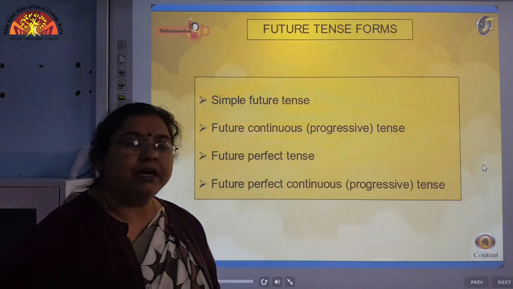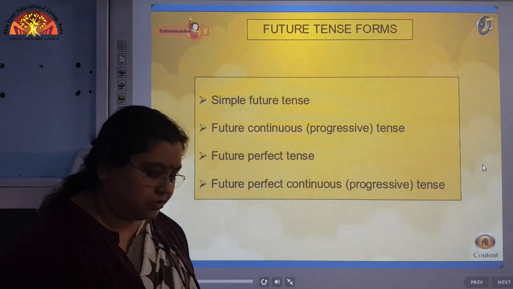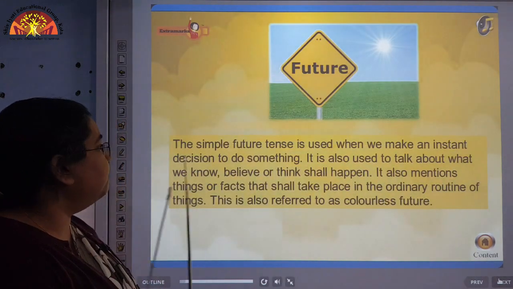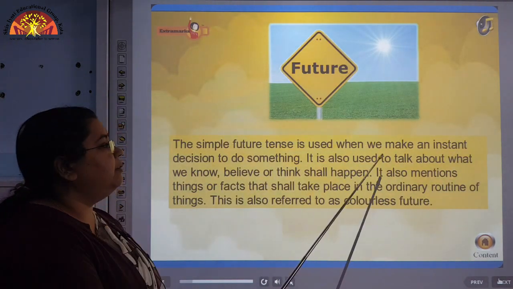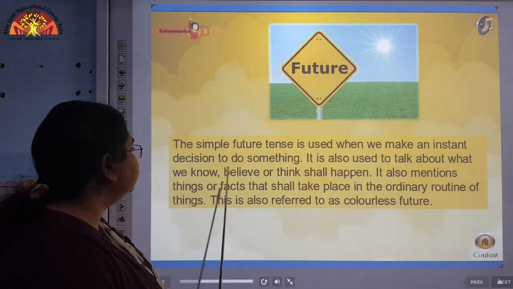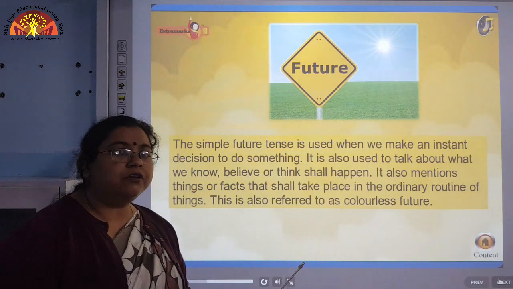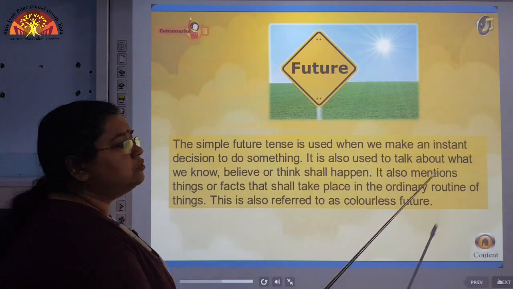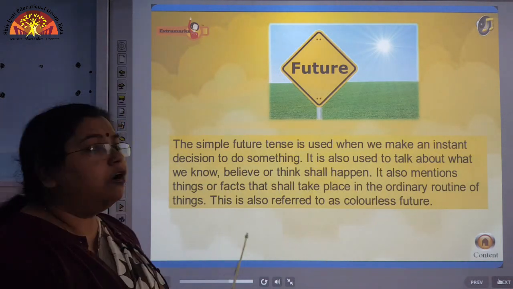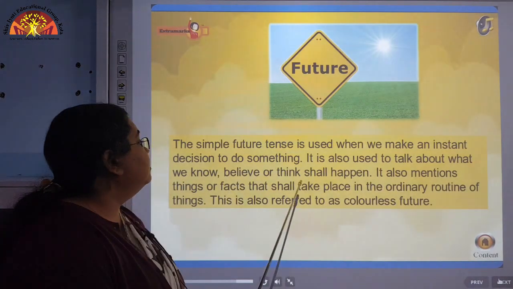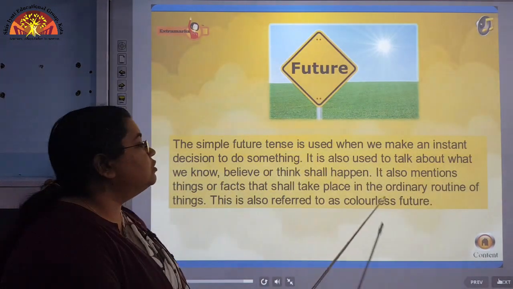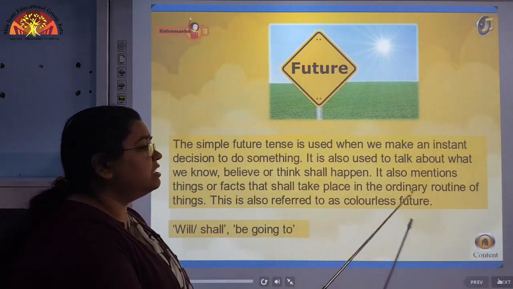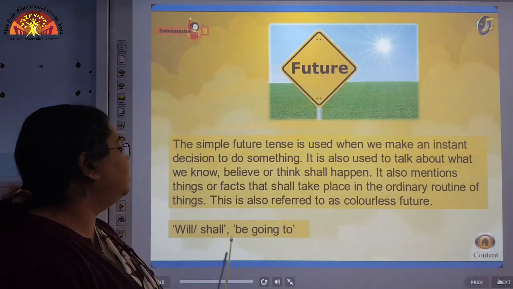So, we will take up the simple future tense first. Now, let us understand what is simple future tense here. The simple future tense is used when we make an instant decision to do something. So, what we are doing? We are taking a decision to do something. It is also used to talk about what we know or believe or think that shall happen. So, it also mentions things or facts that shall take place in the ordinary routine of things.